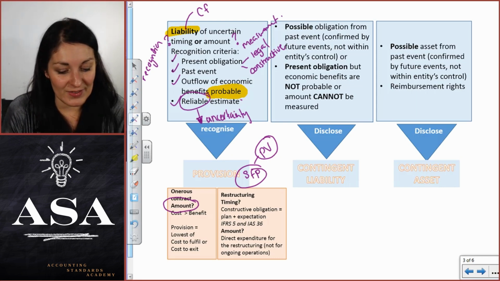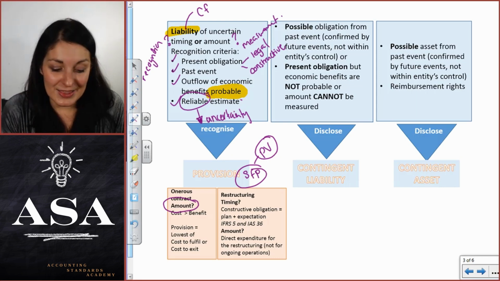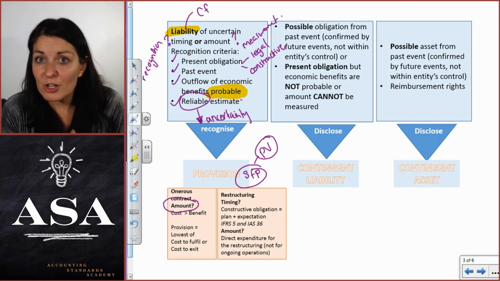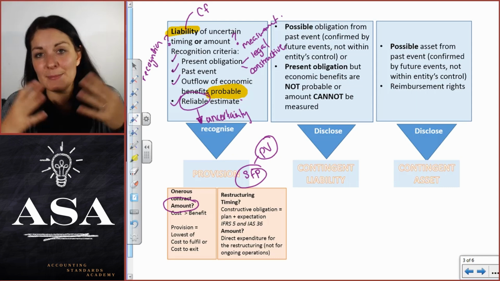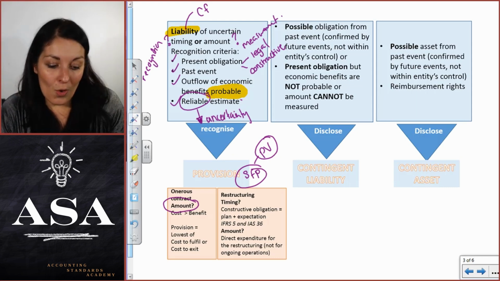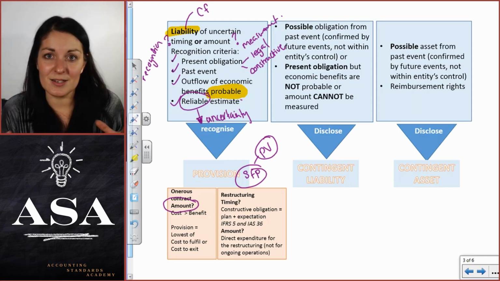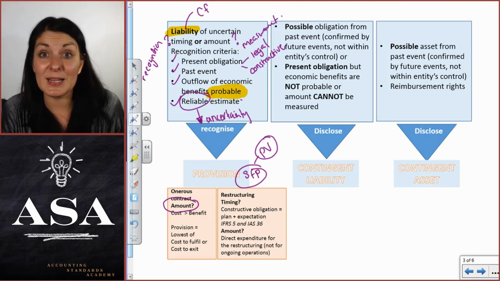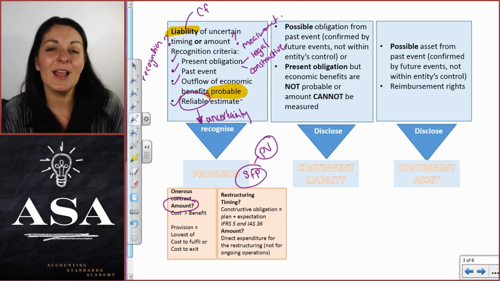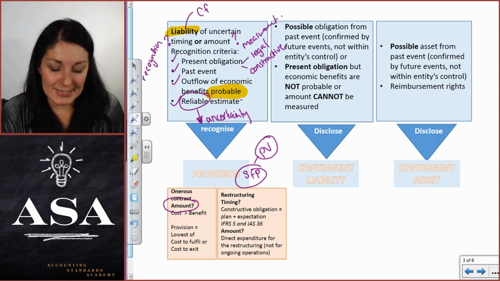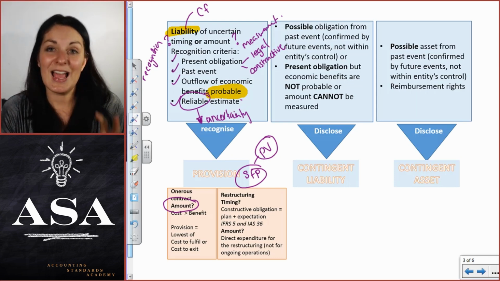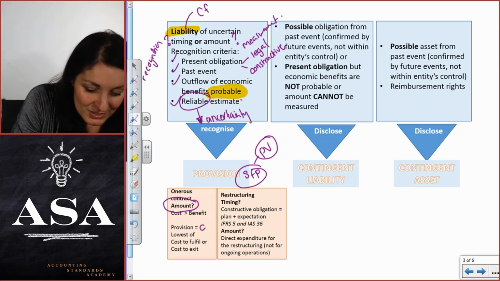IAS 37 tells us that should be the lowest of the cost to fulfill the contract, so remaining in the contract until the end and meeting your obligations, or the cost to exit. So to use your exit clause to get out of the contract, there could be a penalty associated with that. That penalty is a cost to exit. So choose the lowest of the cost to fulfill and the cost to exit, and that is the amount, the currency unit, of your provision.